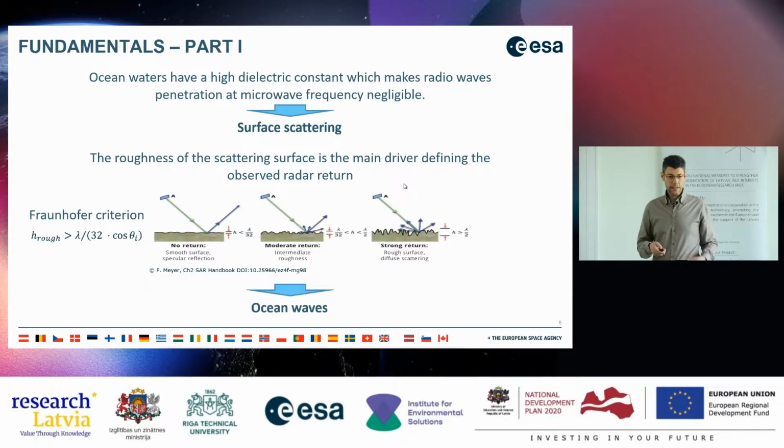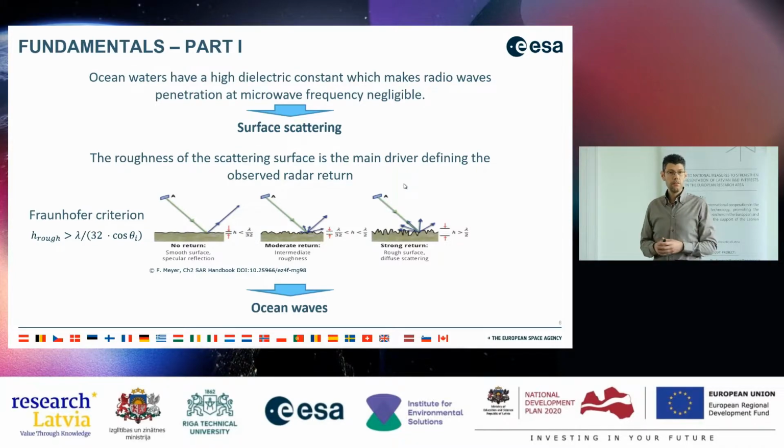And here there are some criteria, the Fraunhofer criteria, that tell you how you can discriminate when a surface is smooth or rough, and a basic interpretation of what happens when you have a smooth surface. So basically, with a smooth surface, the incidence wave that is sent by the satellite, by the SAR, is reflected away from the sensor.